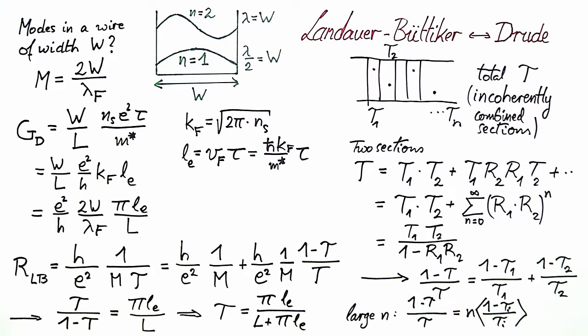And so then, starting with the Landauer-Wittiger description of each of those microscopic sections, and with the assumption that we combine them incoherently, we arrive at a result where we can identify the mean transmission of the sections of the wire with a mean free path, and then we recover the Drude formula. So it is in fact the classical limit of the Landauer-Wittiger description.